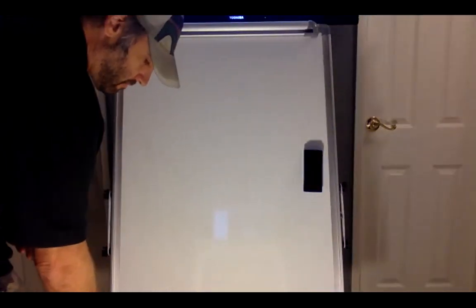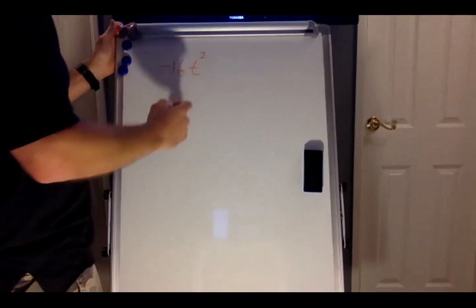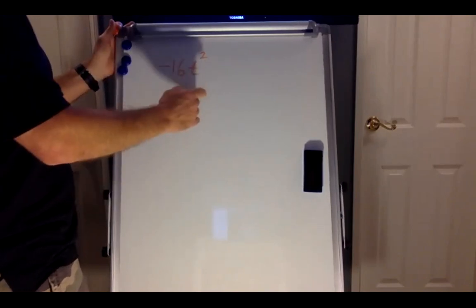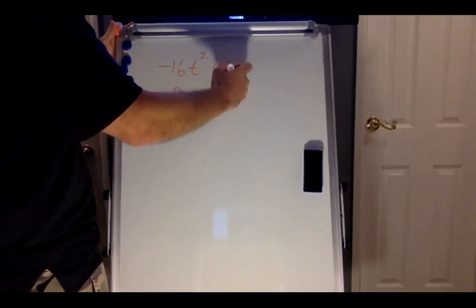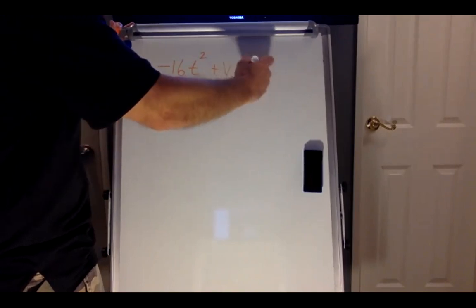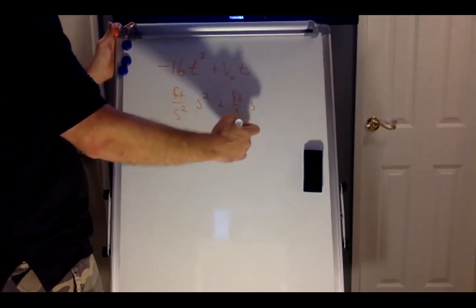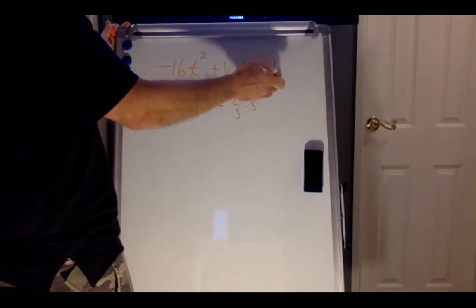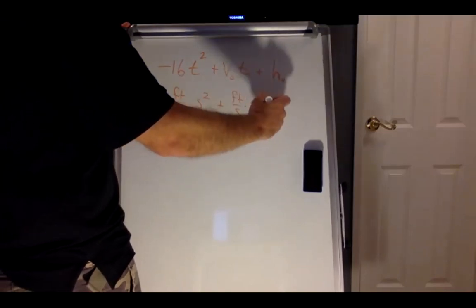Okay, so real quickly, just to mention something. We have negative 16 t squared. Acceleration is in feet per second squared times time, which is in seconds squared. Okay, so plus initial velocity, which is times t. Velocity is in feet per second. Time in one dimension is in seconds. Okay. Plus some initial height, that's an initial position above zero. So that is some value that's in feet, just feet.